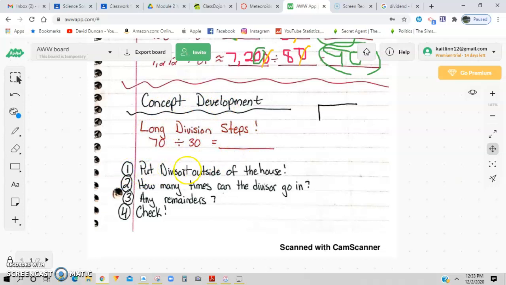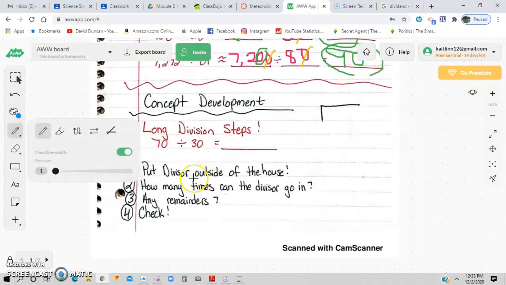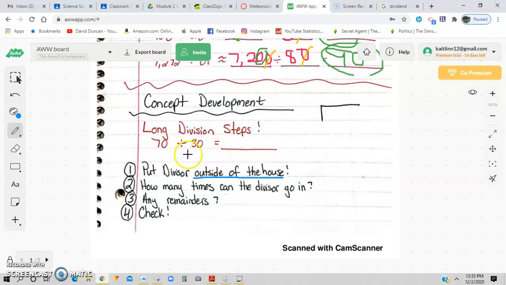The first thing that we're always going to do with long division is create this little thing I call a house. It's my long division step. I need to always put the divisor outside of the house. That divisor always needs to go outside of the house. Since we've mastered this vocabulary, I know the divisor is the second number in our division problem. So my divisor is 30. I'm going to place it right here outside of my house.